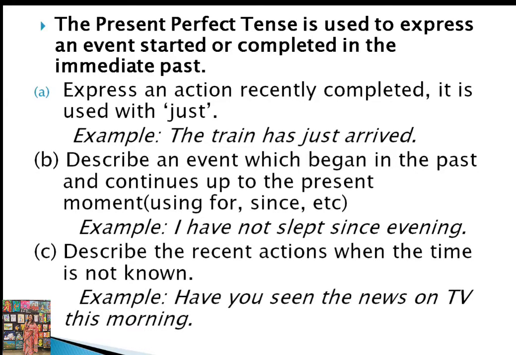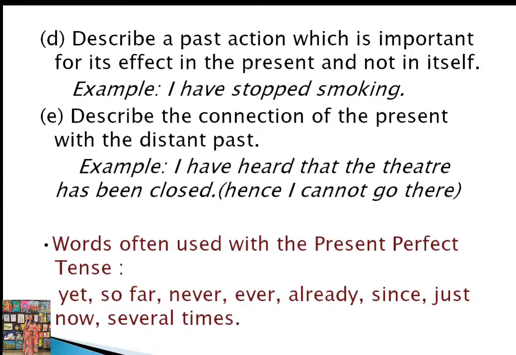For example, have you seen the news on TV this morning? So this morning is again present, right? So when the speaker said, have you seen the news on TV this morning, it is present. But the other activity, the other action, we don't know when it occurred. So it occurred just in the recent time. So then we use the present perfect tense.